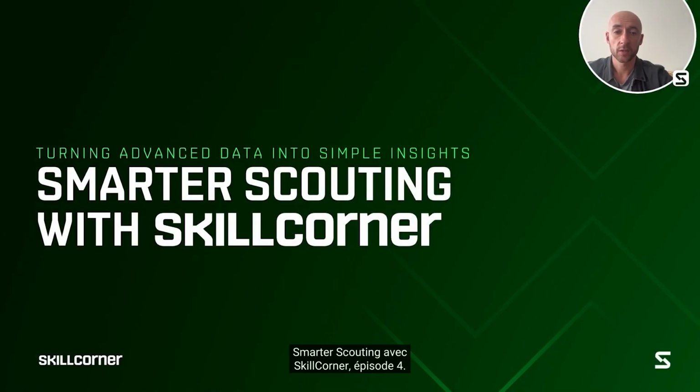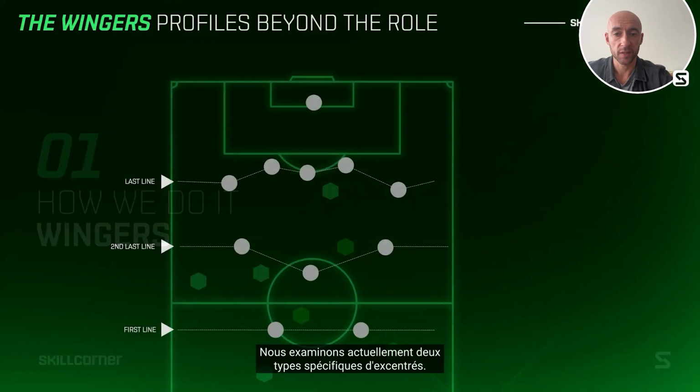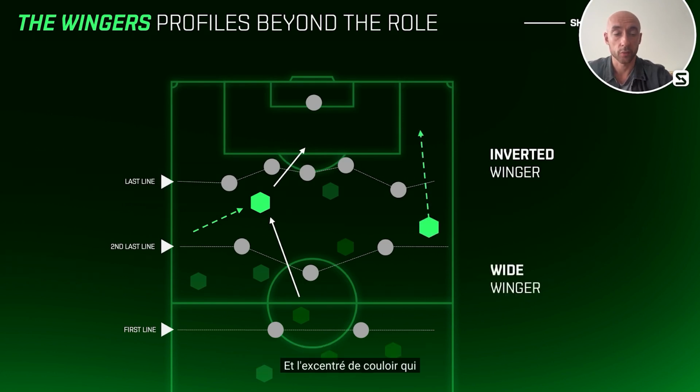Smart Scouting with SkillCorner, episode 4. Today we are focusing on wingers. We are actually looking at two specific types of wingers: the inverted one, who comes inside, is able to play in crowded areas and able to serve teammates in dangerous positions, and the wide winger, who's direct and fast.